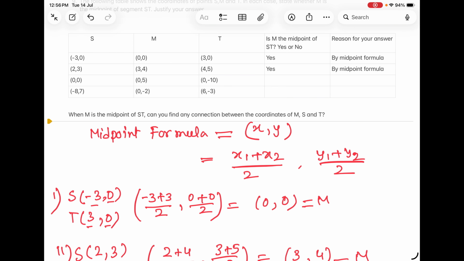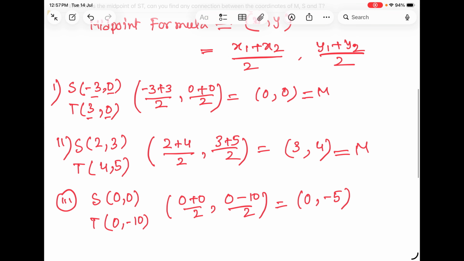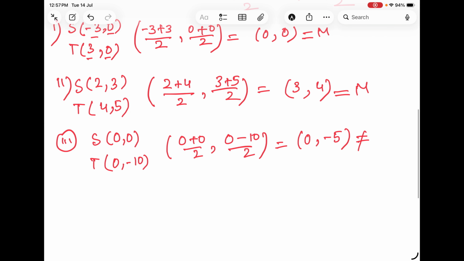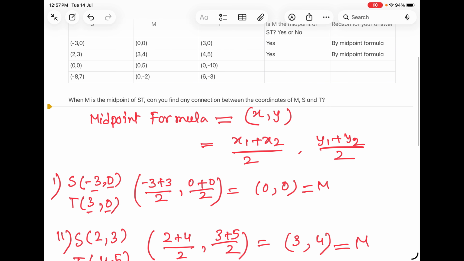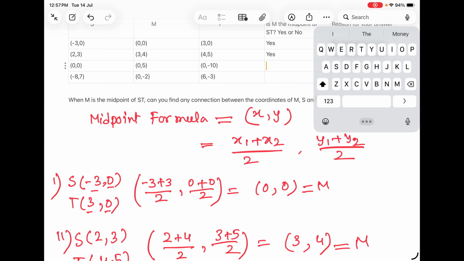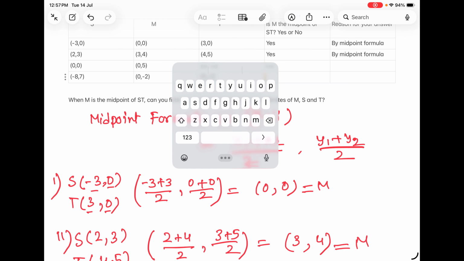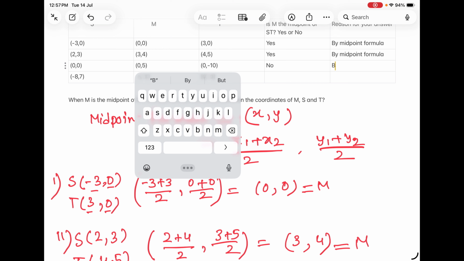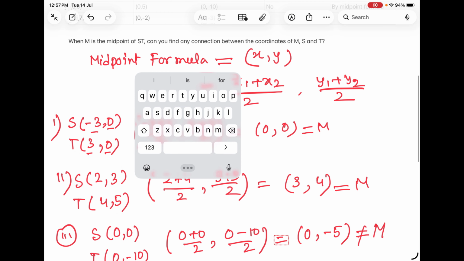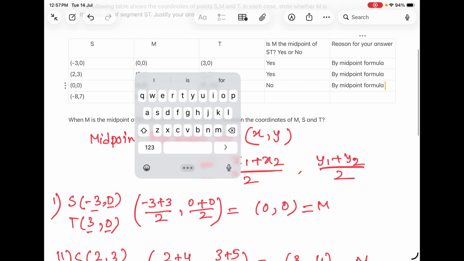But here the given M is (0, 5), which is not equal to our M. So you write not equal to M. So here you will write no, the answer is no. And the reason is by the midpoint formula. By the midpoint formula, what M do we get here? (0, minus 5). That is what you have to put here.